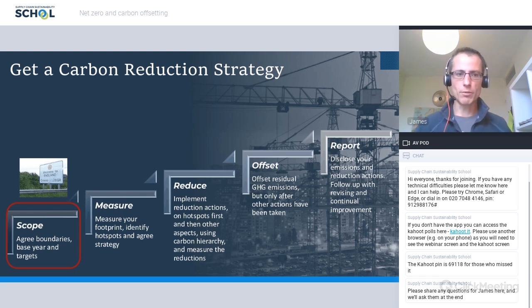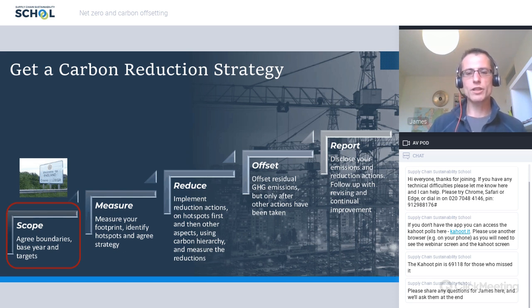So to do that, you'll probably need a carbon reduction strategy. And we talked about that earlier, hence my question. These are the 5 main steps for doing that, for delivering a carbon reduction strategy. You first of all need to understand what the scope is. What are you including in that? What are the boundaries? Which parts of your business you're including? Which activities within your organization? What's the base year you're looking at, the baseline to set your targets off?